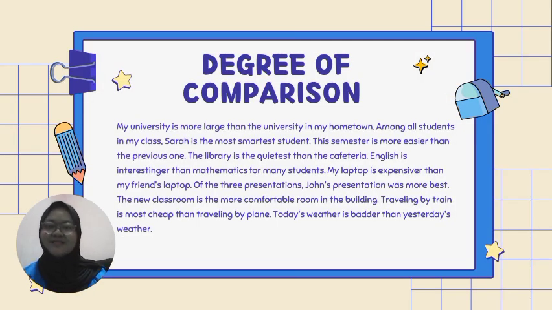Now, let's move on to the second paragraph, which focuses on the degree of comparison. Most of the mistakes in this paragraph involve incorrect comparative and superlative forms. Many learners make these mistakes because they combine two comparison patterns at the same time or use the wrong adjective form. Let's look at the examples.